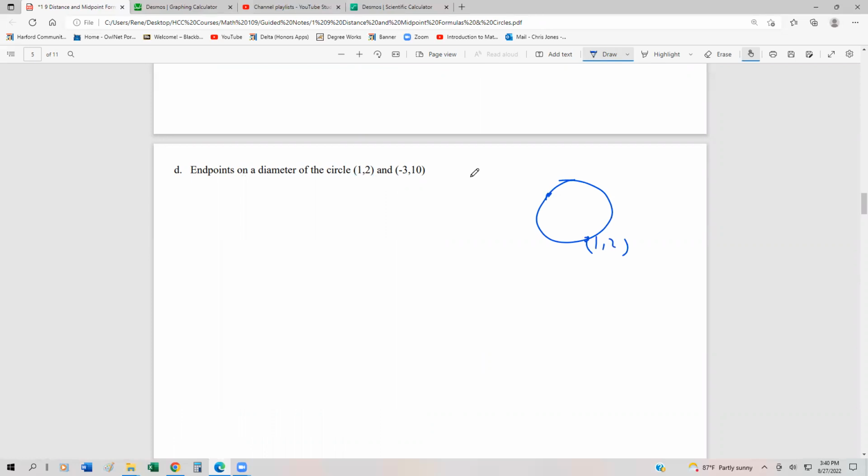Let's call that (-3, 10). And these are the endpoints on the diameter. All right, and let's just assume right here is going to be the center. If we found the distance of this, two things we noticed: we don't have the center and we don't have the radius. If we found the distance between those 2 points, that wouldn't necessarily give us the radius. It would give us the diameter.